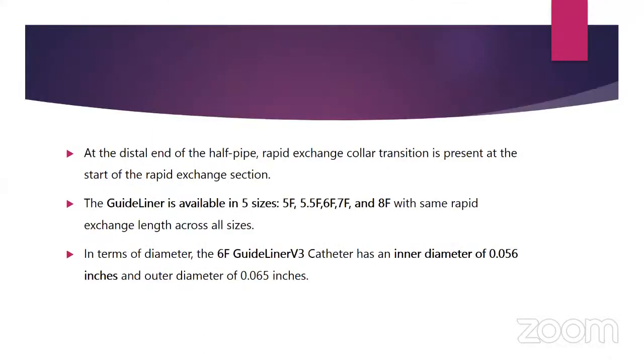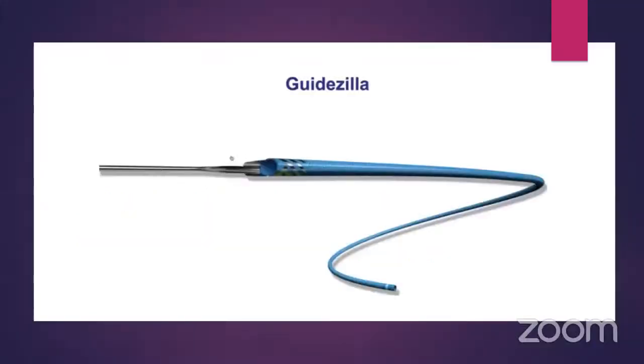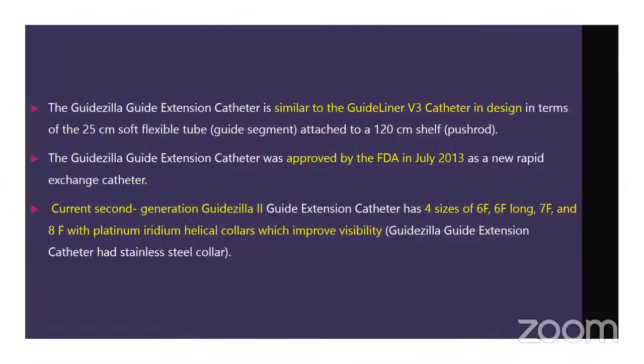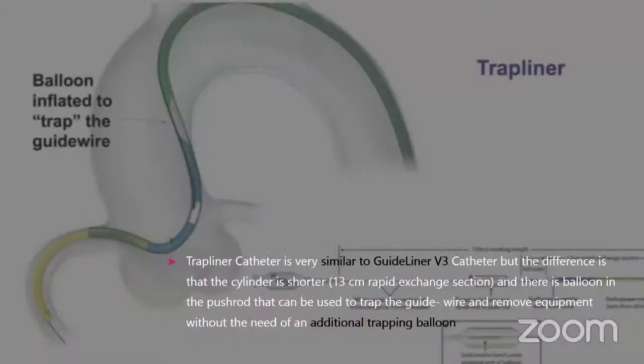This is available in 5 sizes. The inner diameter of the GuideLiner is 0.056 and the outer diameter is 0.065. This is the Guidezilla catheter developed by Boston Scientific. This is FDA approved in 2013 and is available in 4 sizes.